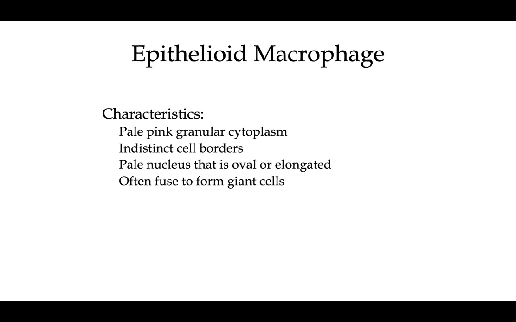So what are the characteristics of an epithelioid macrophage? Epithelioid macrophages typically have pale pink granular cytoplasm with indistinct cell borders, a pale nucleus that is oval or elongated, and they often fuse to form giant cells. When you're looking at an inflammatory infiltrate, if you identify cells that have an oval or elongated nucleus with pale cytoplasm surrounding it, then you're probably dealing with some type of histiocyte or macrophage that's activated in the tissue. You're going to look for cytoplasm that does not have any other defining characteristics to make you think that it's another cell type.